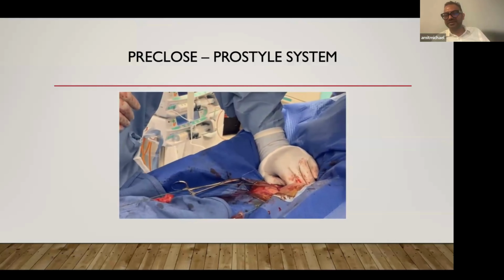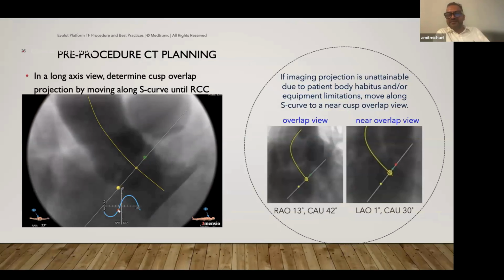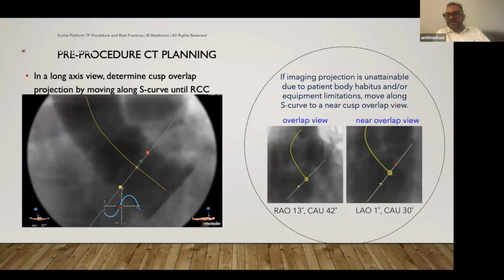view. Now, this is an important thing to understand. With the three cusps, the non-coronary cusp obviously is where there's no coronary artery coming out. And the non-coronary cusp appears a bit lower compared to the right and left coronary cusps.